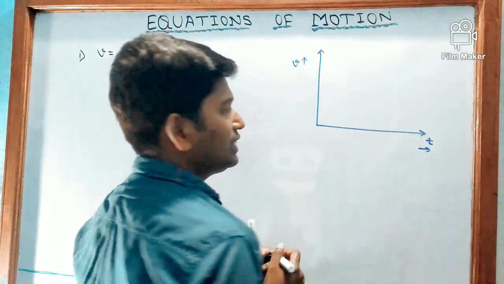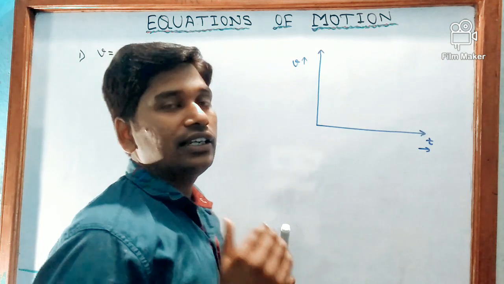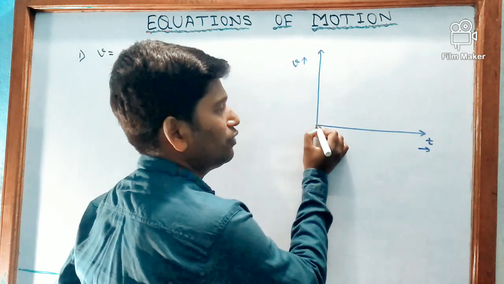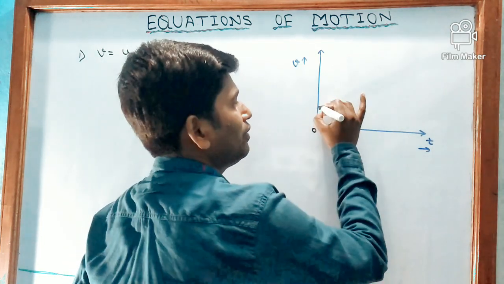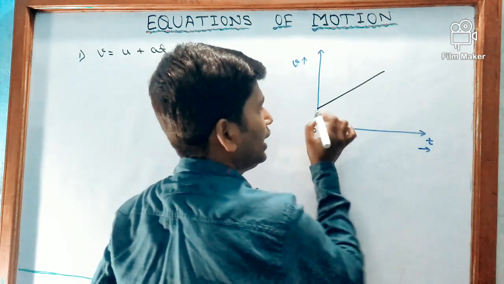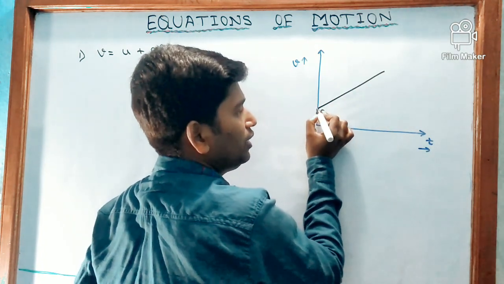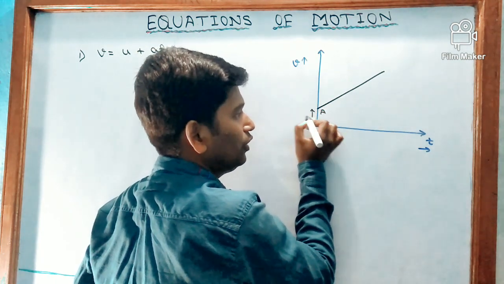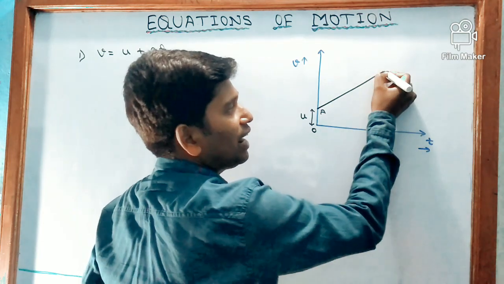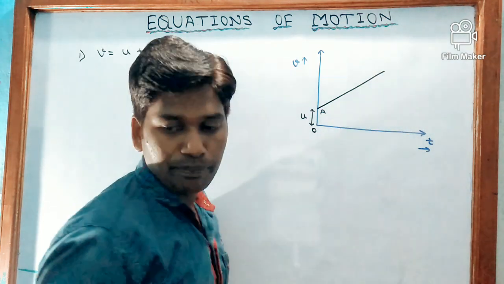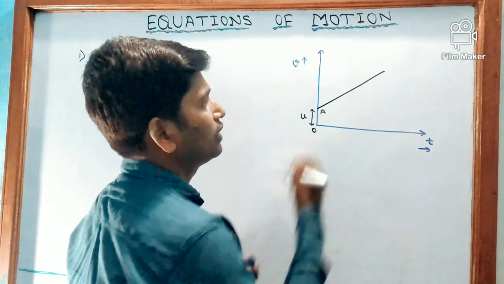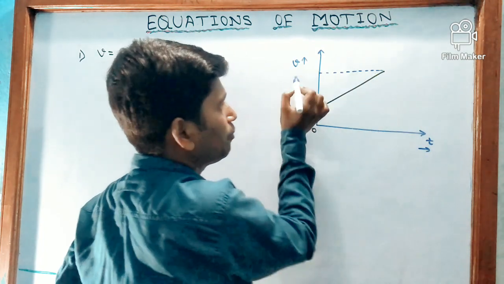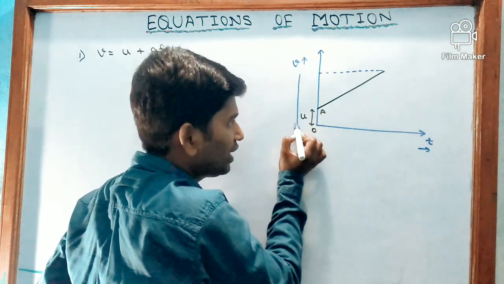Now as I said, the body is having some initial velocity. That's why we will not start from the origin, we will start from a point A. Let the body possess initial velocity u, meaning this value we will consider as u. Finally, the body acquires a velocity v, so we will represent this value as v. So this total value is the final velocity v.